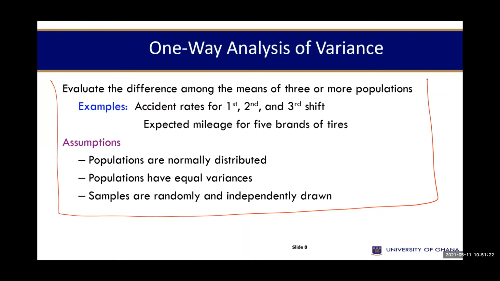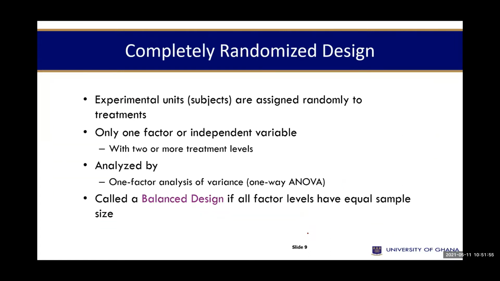For example, we may look at accident rates for first, second, and third shift, or data on expected mileage for maybe 5 brands of tires. The assumptions are the same as I indicated here. Populations are normally distributed, the populations must have equal variance, and samples are randomly and independently drawn. Once this is achieved, we can go further to perform our experiment.